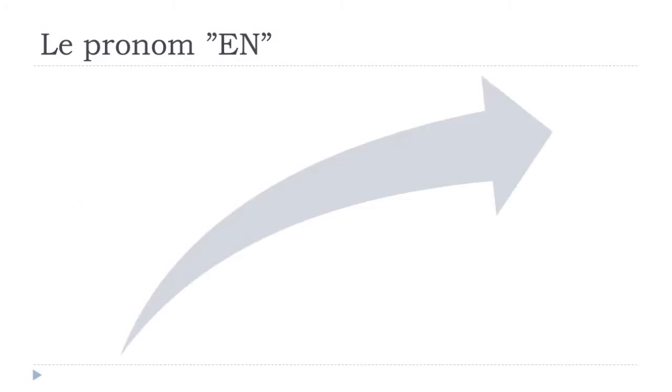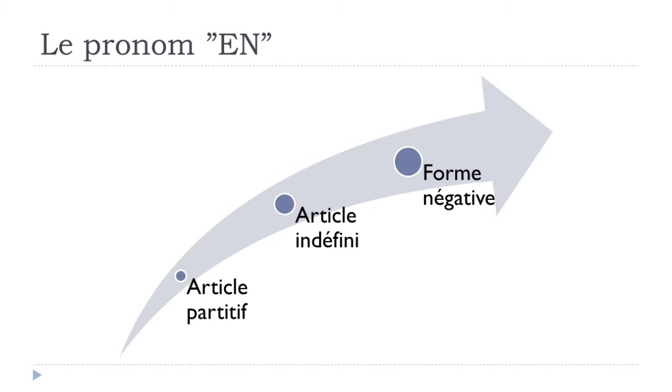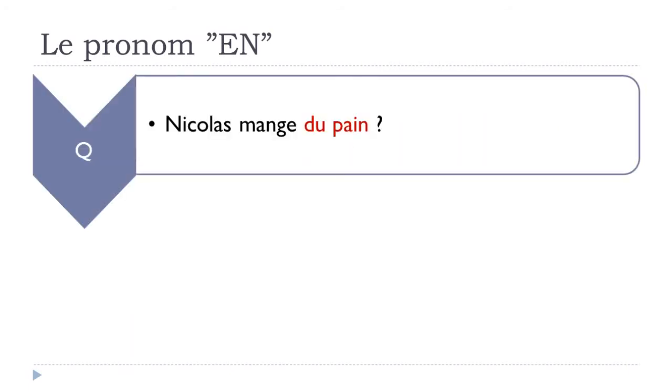Le pronom complément en. So let's see now. We can use this pronom complément en whether with an article partitif, so this some concept, or it can be an article indéfini. In English it would be a, un, une, or it can be in the negative form, so that's what we'll see. We'll start first with l'article partitif, okay? So let's see now how we can make it.